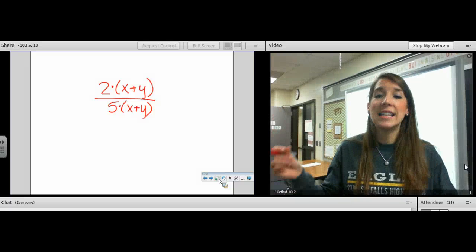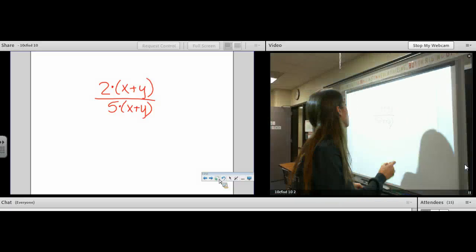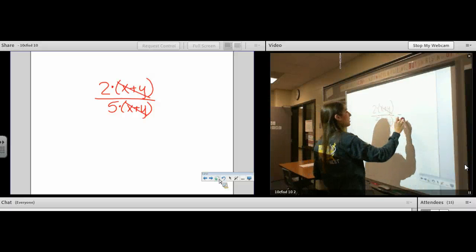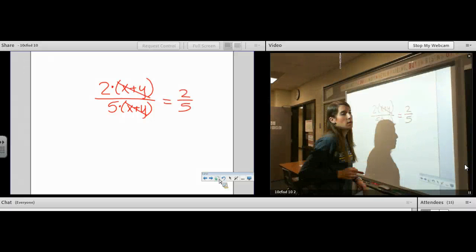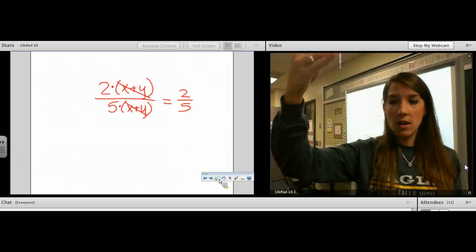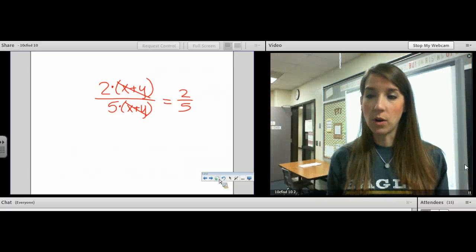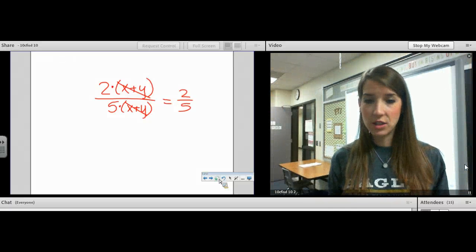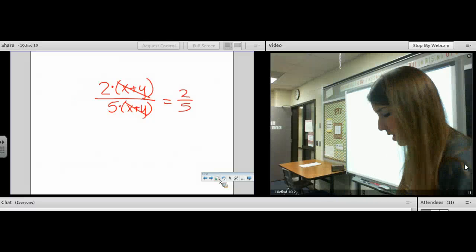X plus y is identical to x plus y. They are the same thing. So it equals 2/5. When we see something in the numerator that's identical to something in the denominator, we're allowed to cancel it as long as there's no addition or subtraction. All right, 17.